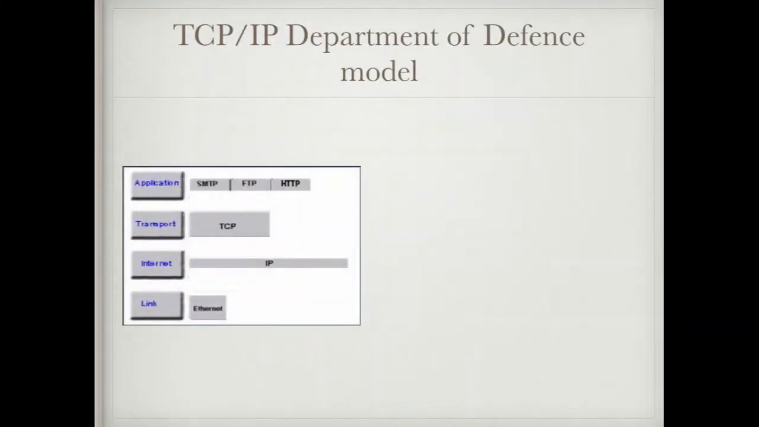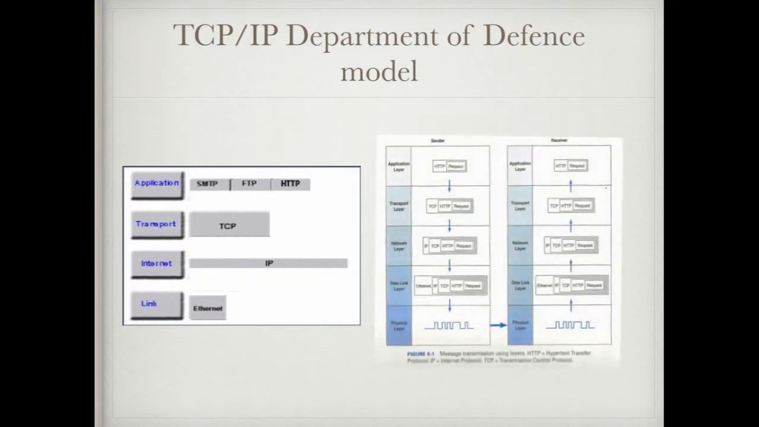The layers are represented in a model. Here is the TCP/IP model, which shows the layers. Any message needs to go through these layers both when it is sent and received by the other computer. The TCP/IP model is also known as the Department of Defense model. What I will do is explain what happens in each layer and how these protocols work.